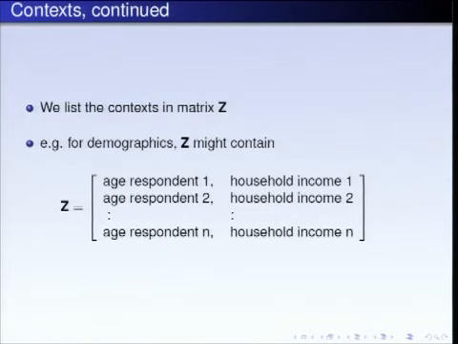Okay, and so we can take a matrix, Z, and put the context somehow into that matrix. So if the context are demographics, you might put in, say, the age and the household income. I didn't put gender in here, but we could put gender in as well. And then if the person is going to make, say, 12 ratings, then you'd have this line in here 12 times to fit into the model.